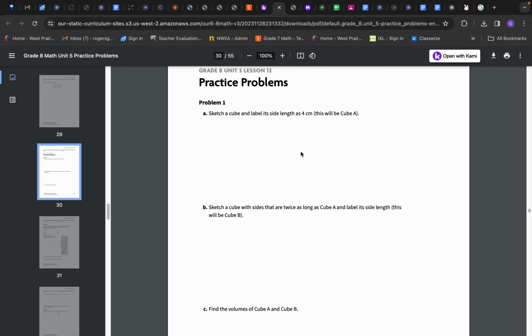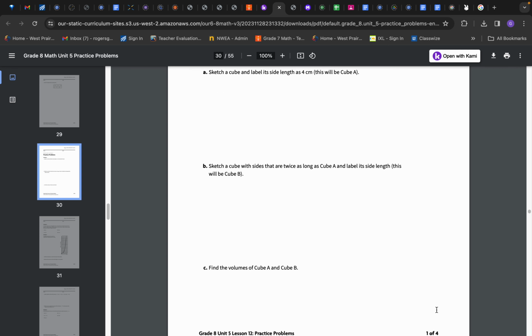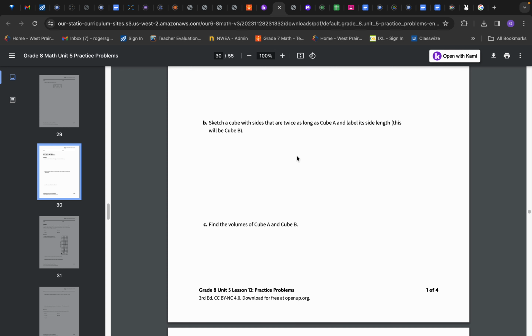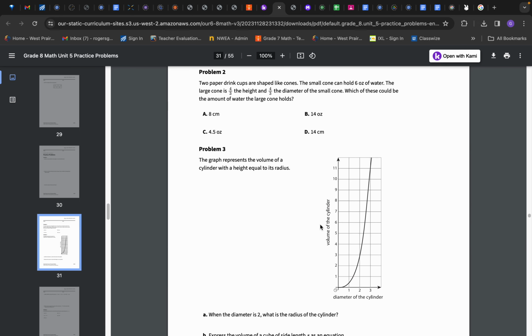To find the volume of a cube, by the way, it's length times width times height. It's 4 times 4 times 4. And then on this one down here, you're going to do 8 times 8 times 8, because each side length will be 8. You're going to notice when you doubled the side length, the volume definitely did not double. It got a lot more than doubled.